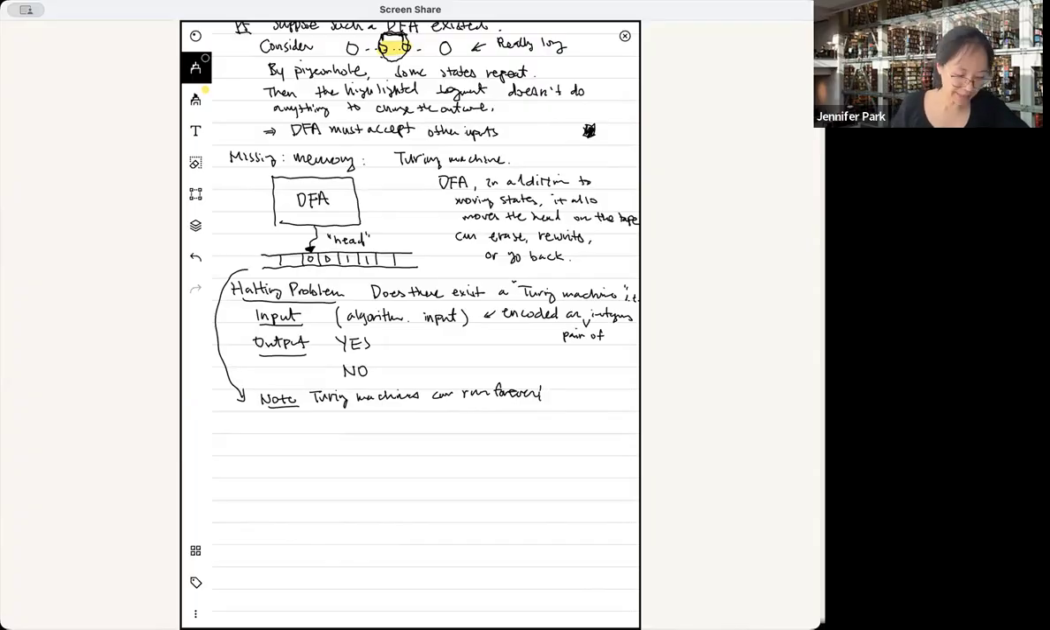So for example, maybe your input is given by just two numbers, 0 and 1. And your DFA can say something like, if you see a 0, move right. If you see a 1, move left. And then it'll just run forever, right? If you see a 0, move right. Now I see a 1, so I move left. Then I see a 0 again, so I move right. And then I move left again. So it can just run forever. This is called looping. So this kind of thing can happen.